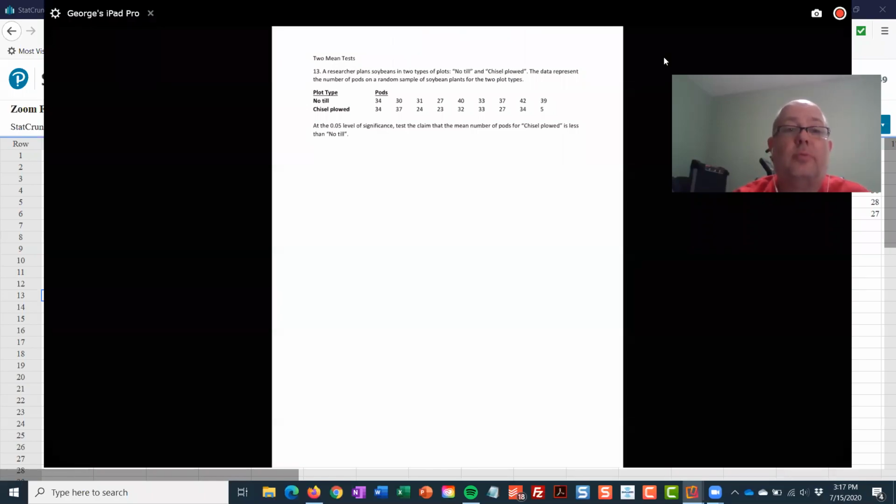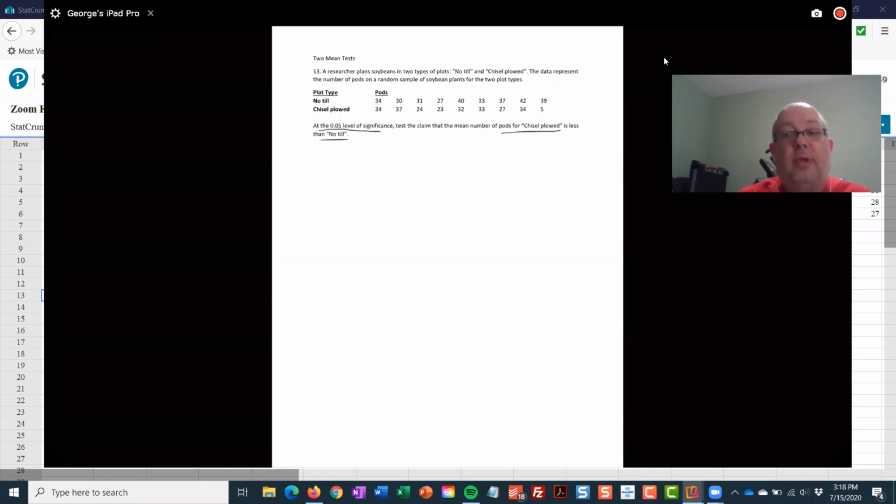In this part of the final review, we're going to go over the two mean test and its nonparametric alternative, the Mann-Whitney test. Let's jump in. We know this is a hypothesis test because we're asked at a certain level of significance to test a claim, and we're comparing one group, one population, to another population. Plants that were grown in chisel-plowed versus no-till.